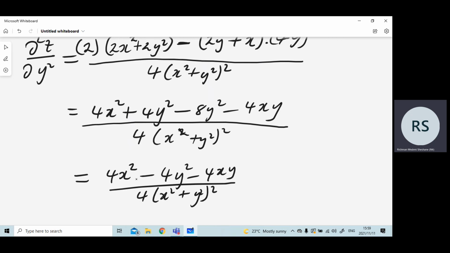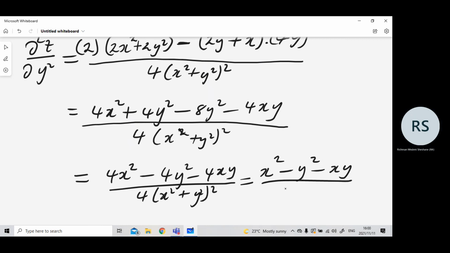Again, you see I have a common factor of 4 in my numerator, right? I can take the common factor, which is 4, and divide it with this 4, so the 4 will disappear. So I'm left with x squared minus y squared minus xy over (x squared plus y squared) squared, because this 4 is cancelled with the 4 in the numerator. After I take it as a common factor, I cancel.